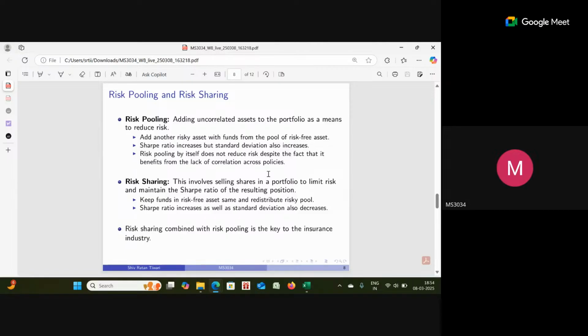Another case is risk sharing. In that case, you invest the funds which are given to the risky part, and only that you diversify into the other risky assets. And in that case you see there is an increase in the Sharpe ratio. This concept is useful for insurance companies, and they utilize these two concepts in order to maintain their risk.